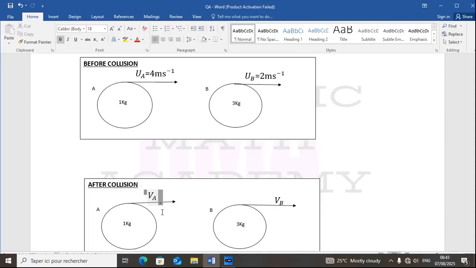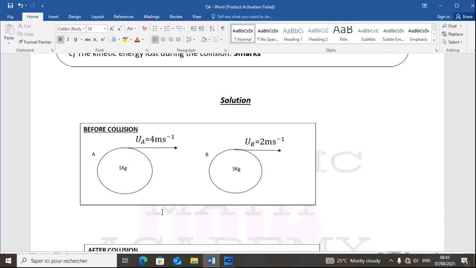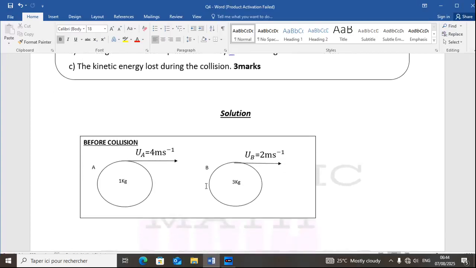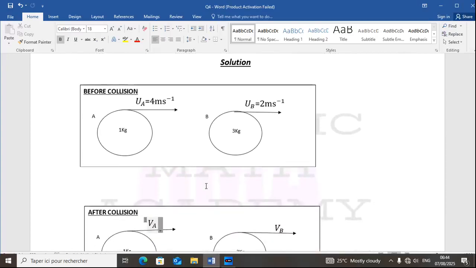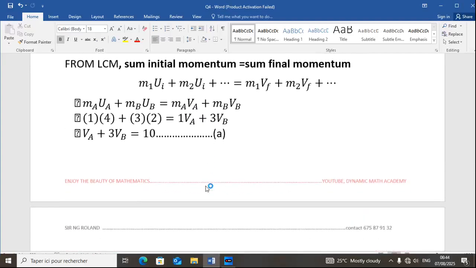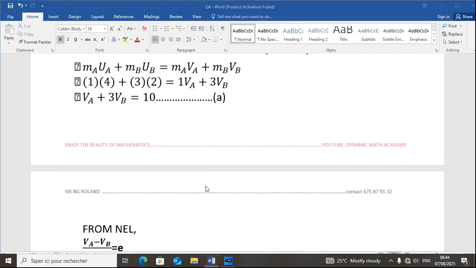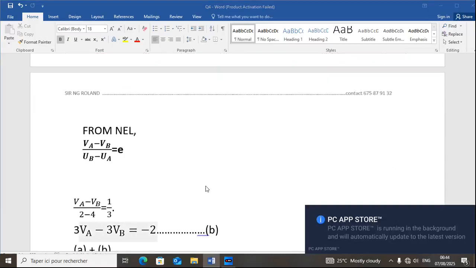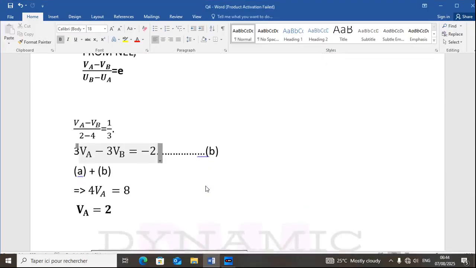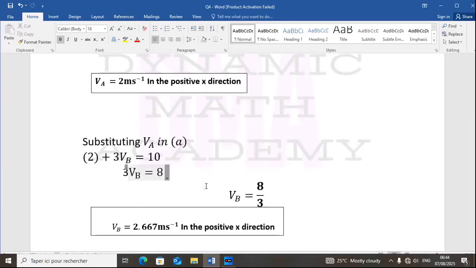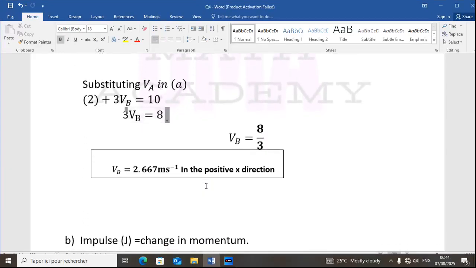Okay, so hope this part was clear. Now the second part we asked to look for the magnitude of the impulse exerted on A during the collision. Remember impulse is actually change in momentum. But the impulse exerted on A during the collision will simply be the change in momentum of B. Please take note. The impulse exerted on A will be change in momentum of B.